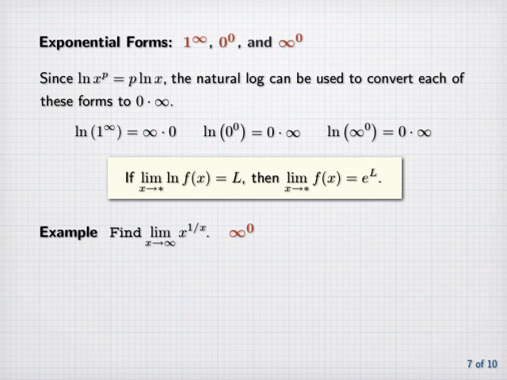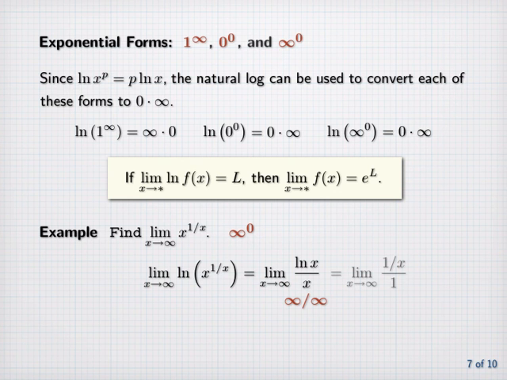So let's first look instead at the natural log of x to the 1 over x power. The limit as x goes to infinity of the natural log of x to the 1 over x will be equal to the limit as x goes to infinity of 1 over x times natural log of x, which has the form of 0 times infinity. And by simply rewriting this as natural log of x divided by x, we have an infinity divided by infinity form. So let's apply L'Hopital's rule now.